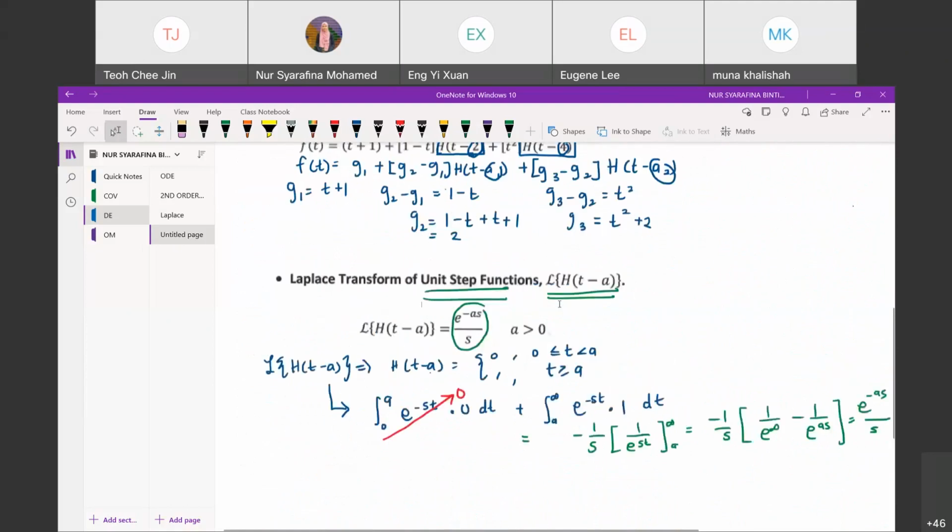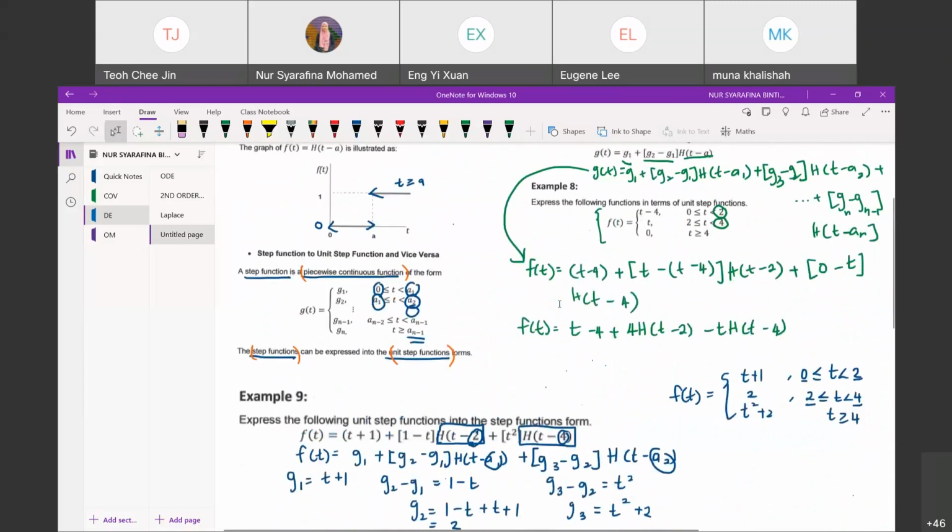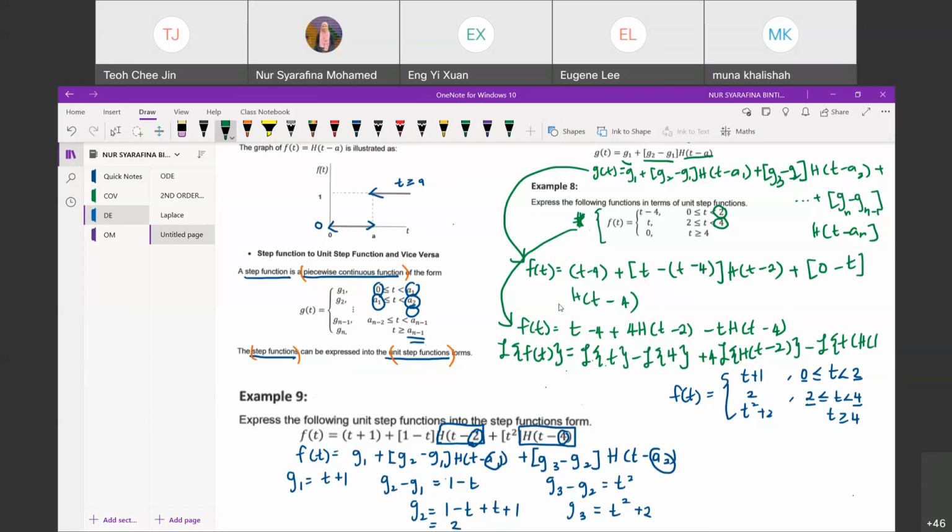to transform. Okay, so let's say this is a piecewise function, right? This is your piecewise function. Now you convert it to a unit step function. So if you want to Laplace transform this unit step function, you just have to transform t minus transform 4 plus 4 transform h(t minus 2). Okay, and then this one minus transform t h(t minus 4).